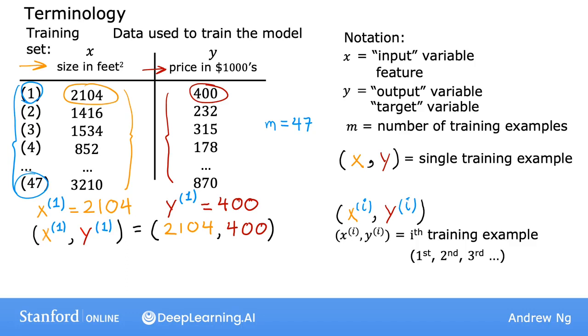Just a note, this superscript i in parentheses is not exponentiation. So when I write this, this is not x squared. This is not x to the power of 2. It just refers to the second training example. So this i is just an index in the training set and refers to row i in the table.